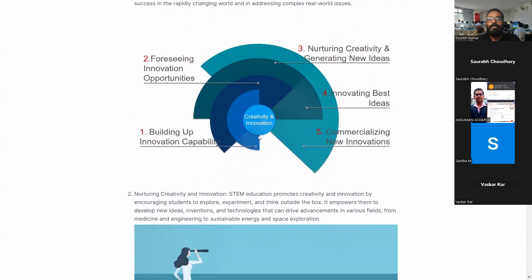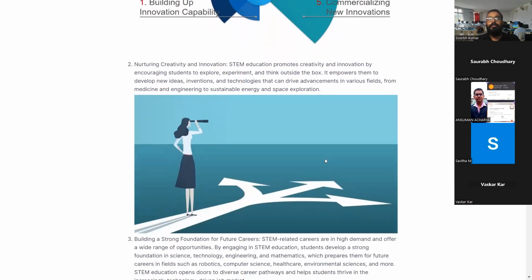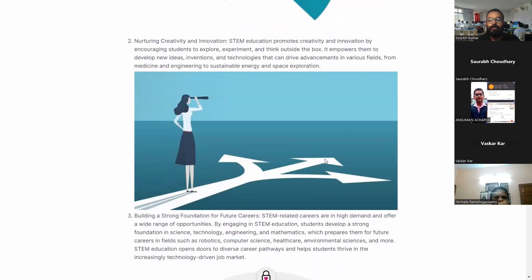If you look at this graph, it has forcing innovation opportunities, nurturing creativity and generating new ideas, as well as building innovation capability, innovating based ideas, and commercializing new innovations. So how is it helping normal students to have those? But before going to the students, we as teachers require those things in ourselves. Then only can we help them build those devices and learn many more things along the way.